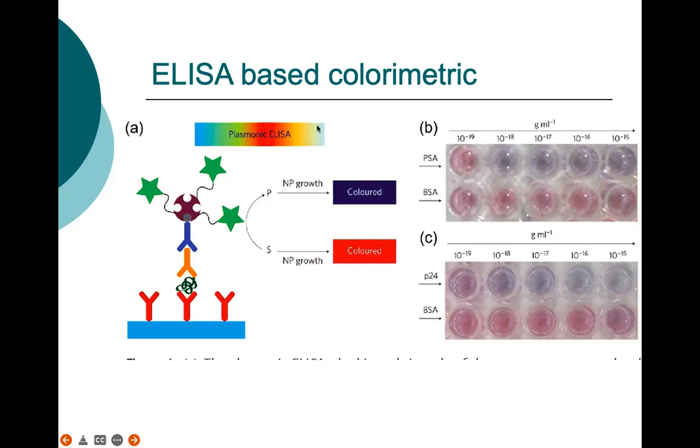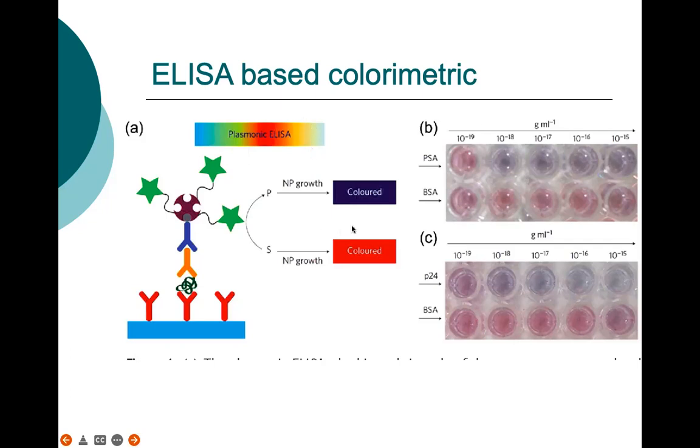Some of you might know the technique ELISA. ELISA is an immunoassay, where you use antibody-antigen interaction, when you want to quantify, or you want to test whether the antibody is specific towards the antigen. But this one is not twisted. The researcher changed something. It is called plasmonic ELISA.